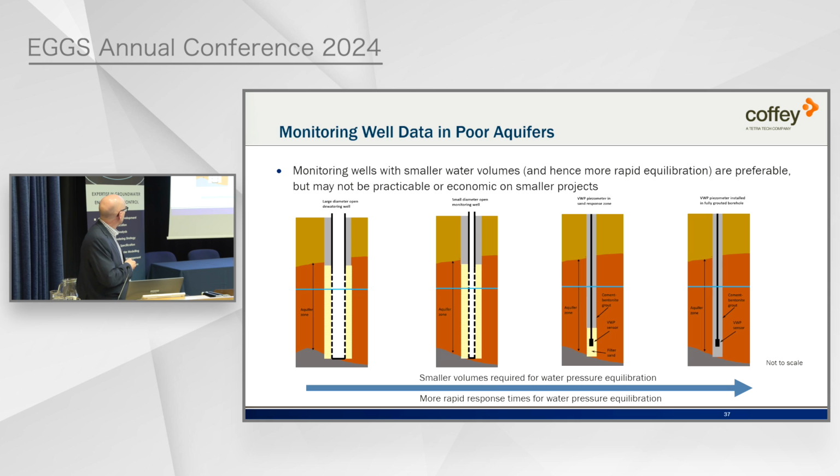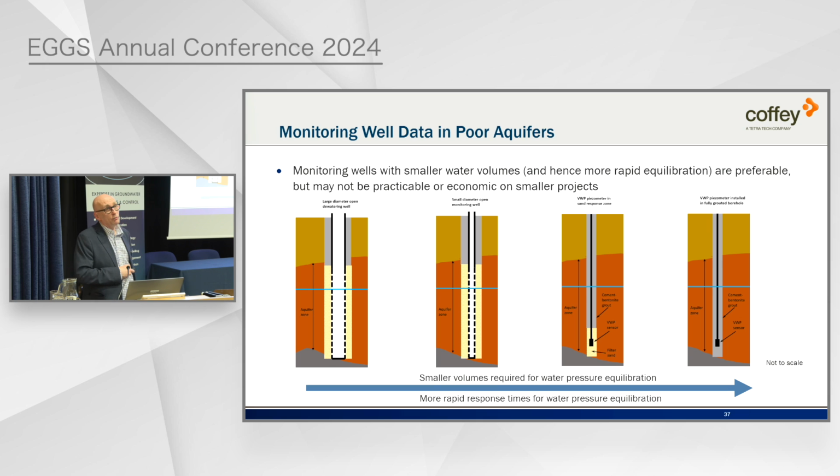And relatively speaking, you need quite a large flow of water here to register a change. If you need a large volume and the inflows are slow, you get a long time for equilibration. You can reduce the time for equilibration by having a smaller diameter open monitoring well, maybe 50mm, 25mm internal diameter, and a smaller diameter borehole to reduce the volume of the filter pack.